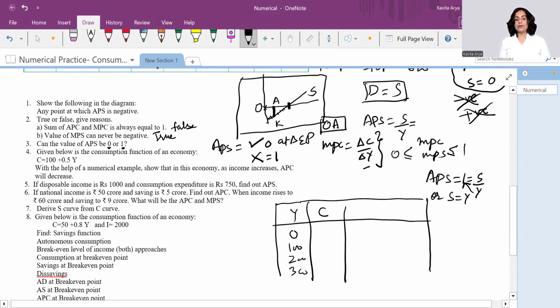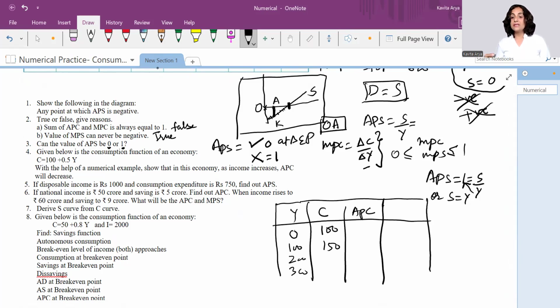C is equal to what? You put the values here like 100 plus 0.5 of 0, that is equal to 100 again. 100 plus 0.5 of 100, that is equal to 150. So this way you will keep on plotting. So once you are done with Y and then with C, then you can find the value of APC and you would then be able to showcase what is going to be the trend.